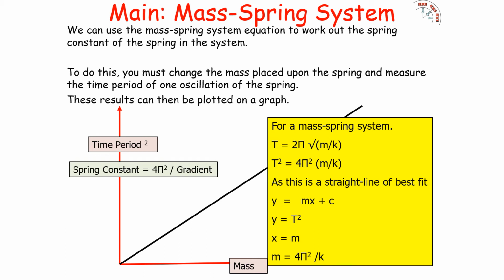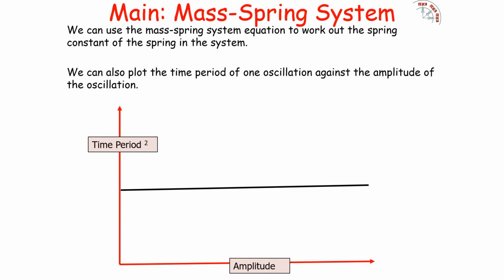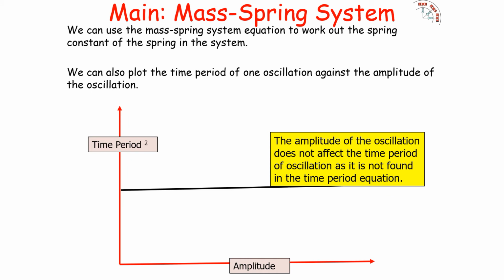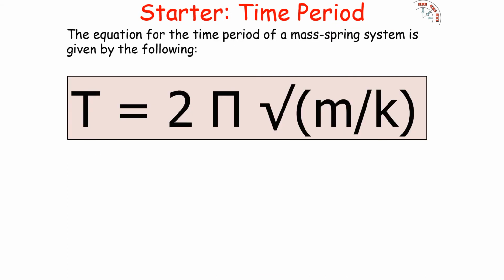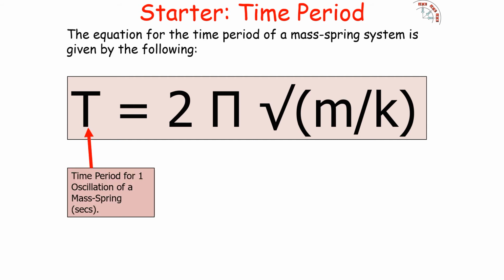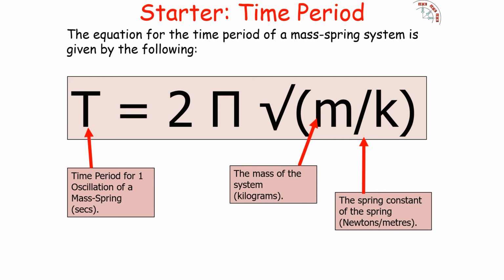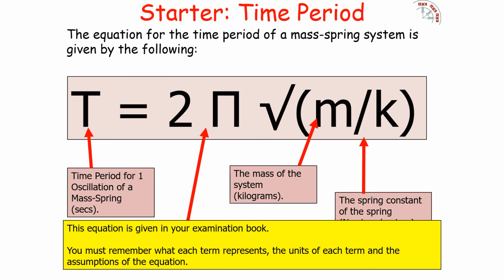Now this also tells us that if we plotted T squared against the amplitude of oscillation, you would get a straight horizontal line, because the amplitude of oscillation does not affect the time period of the oscillation, as it's not found in the time period equation. So therefore we know that the time period for the mass spring system is T is equal to 2 pi times the square root of m over k. T is the time period for an oscillation of the mass spring system, m is the mass of the system in kilograms, k is the spring constant of the spring in newtons per meter, and 2 pi is a constant. Again, this equation is given to you in your examination book.